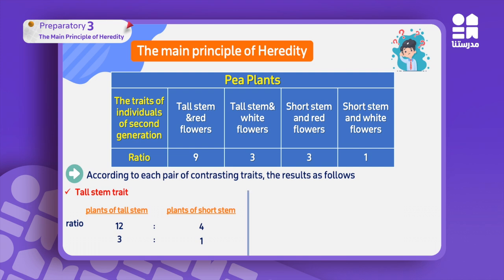اوكي طيب هنا لو جيت انا اشوف الفلاور colors عندي how many red؟ 9 red flowers and the percentage 3 to 1. في كل مرة هتطلع لي الdominant to the recessive 3 dominant to 1 recessive which prove the second Mendel's law.